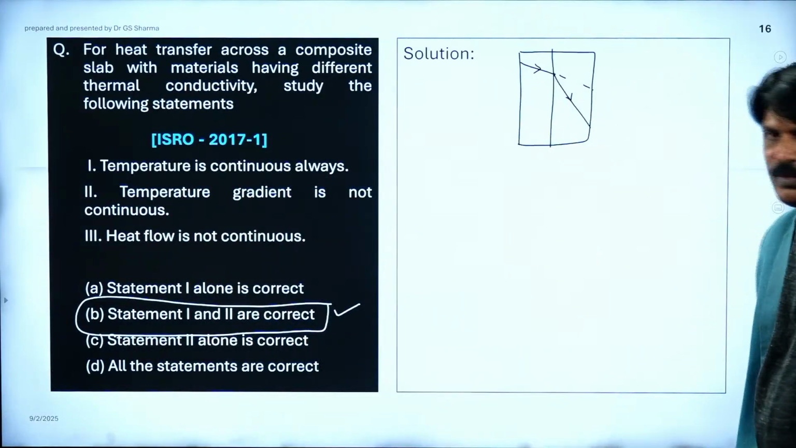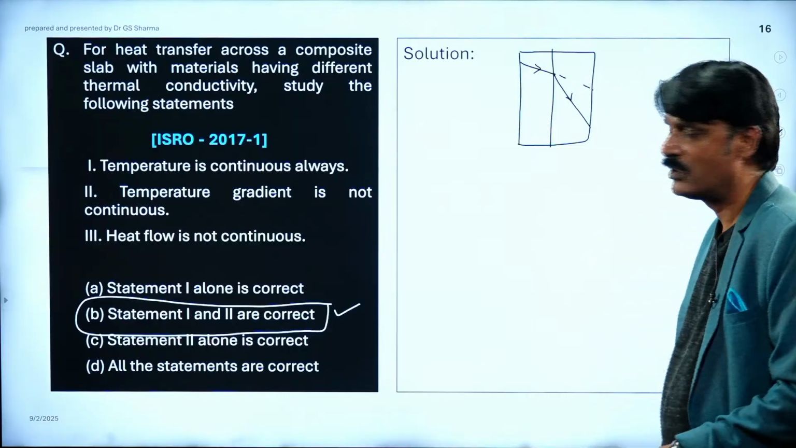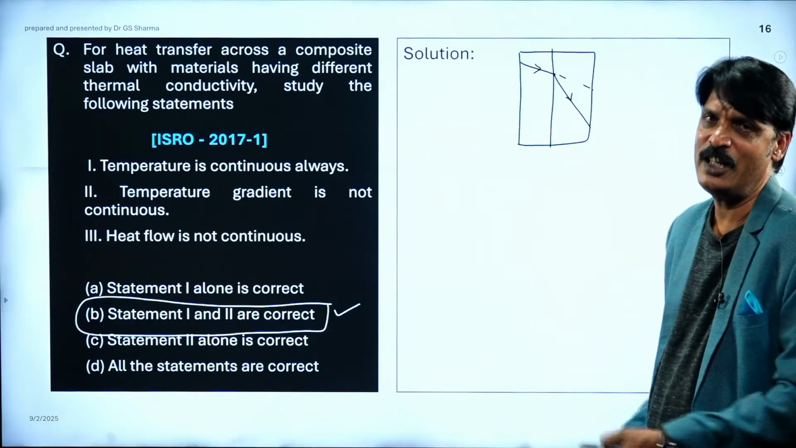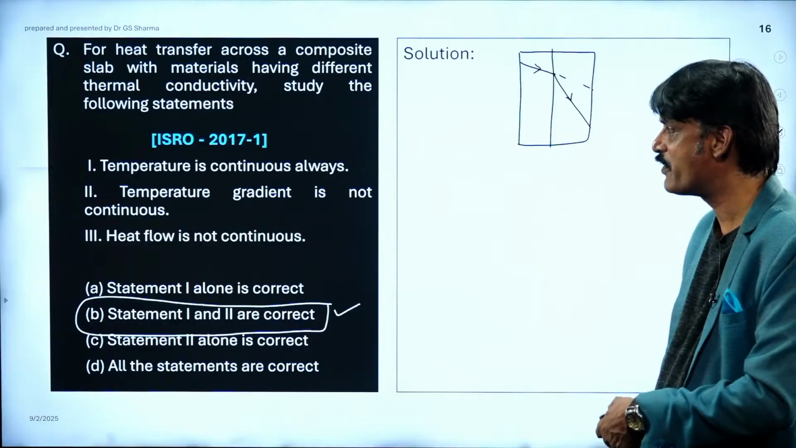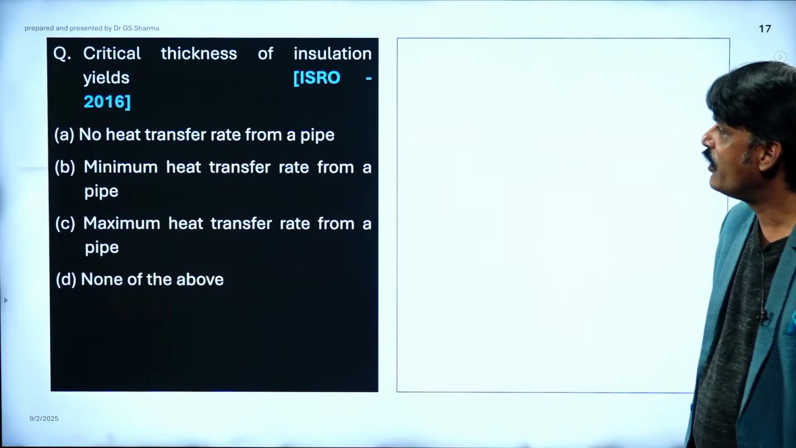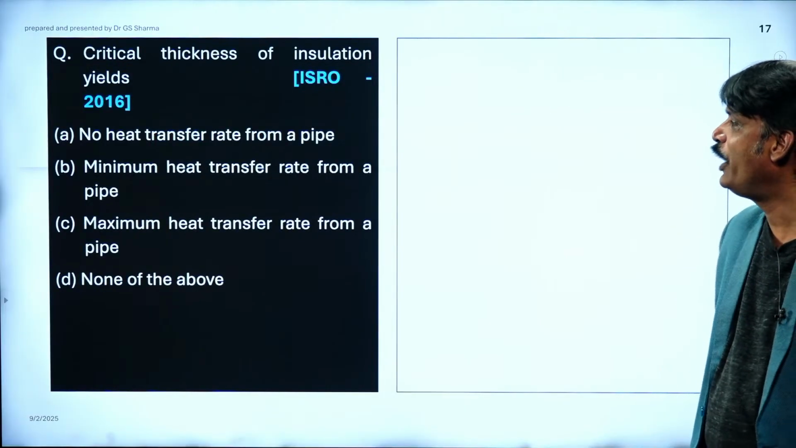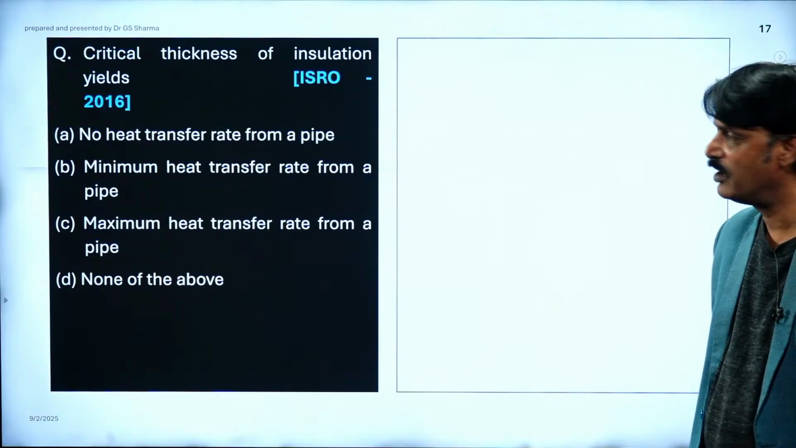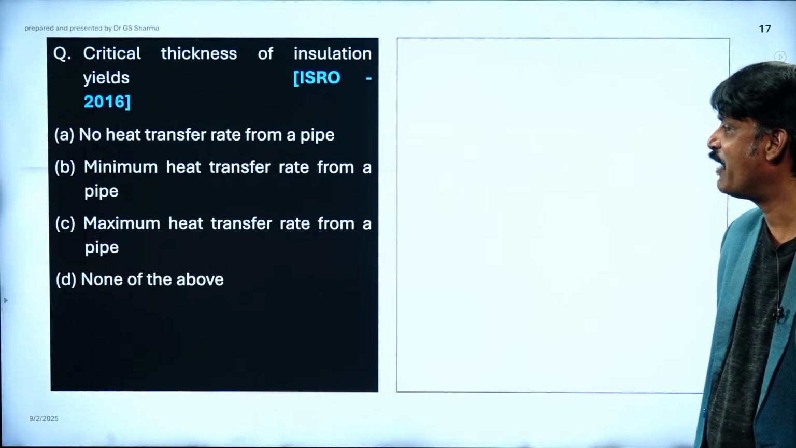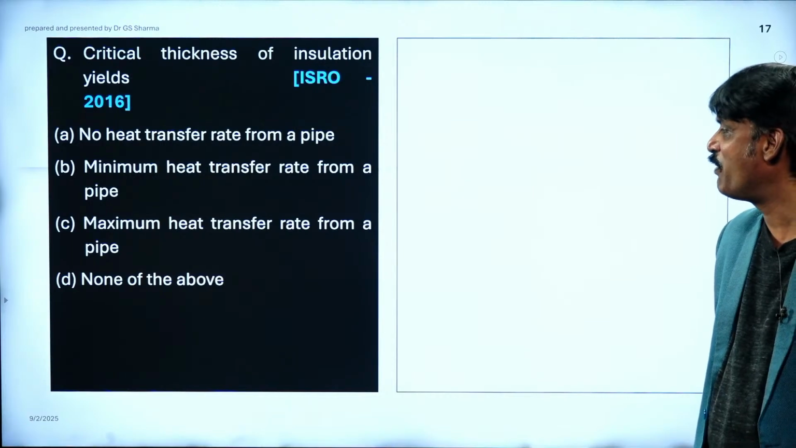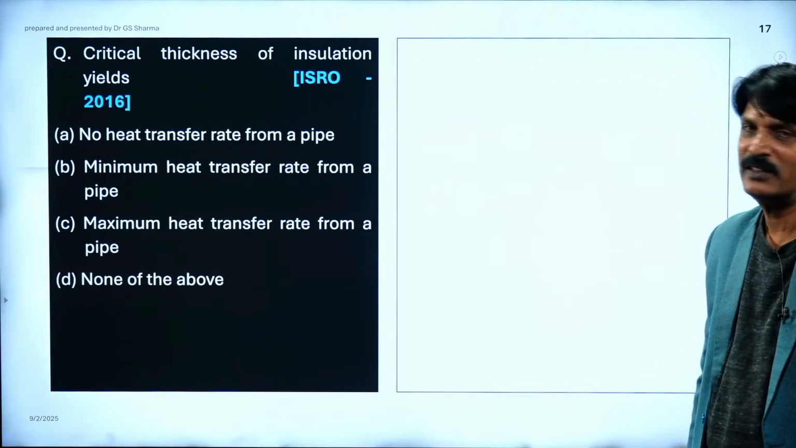Theory questions are always debatable. In fact, they are scientifically debatable to arrive at the solutions. Critical thickness of insulation yields no heat transfer rate from the pipe, wrong. Minimum heat transfer rate from a pipe, wrong. Maximum heat transfer rate from a pipe, correct.